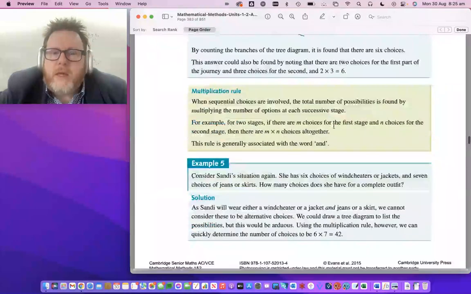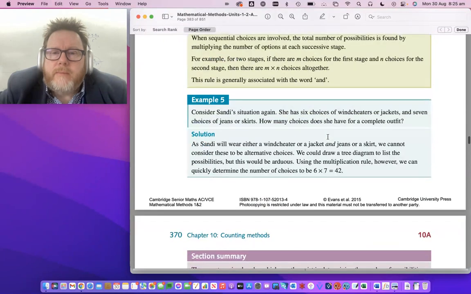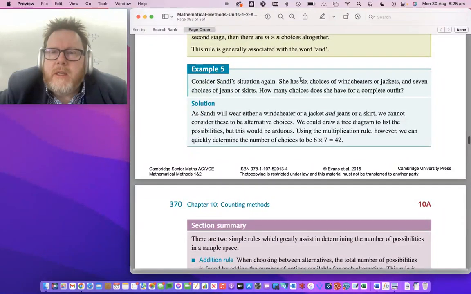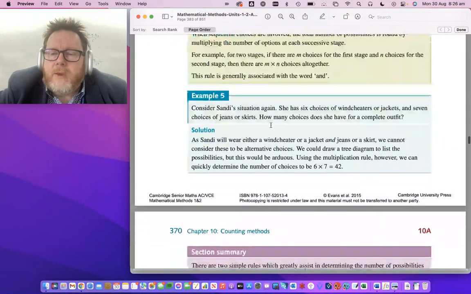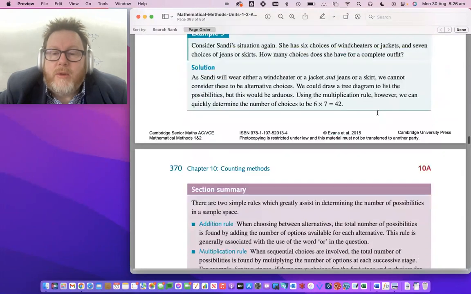So that's the addition rule and the multiplication rule. Here's Sandy's situation again. 6 choices of tops, 7 choices of bottoms. How many choices does she have for a complete outfit? Rather than doing a tree diagram, which would be quite unwieldy, we could simply say there are 6 lots of choices for the top, 7 lots of choices for the bottom, multiply them together, and you get 42. And that's basically all there is to it.